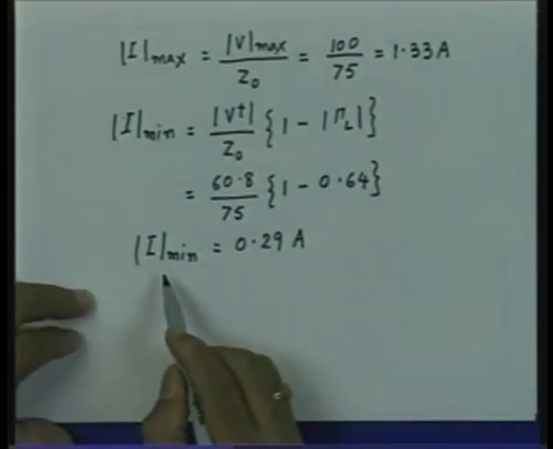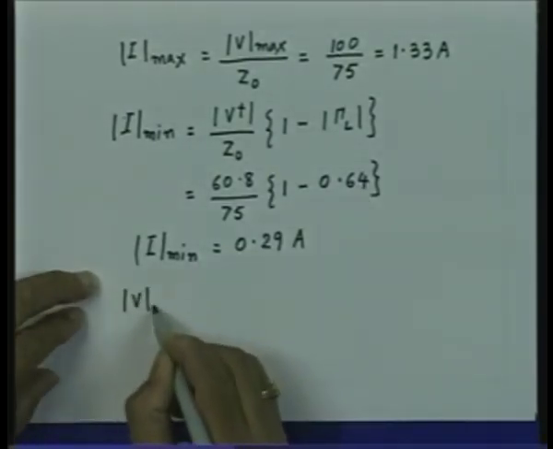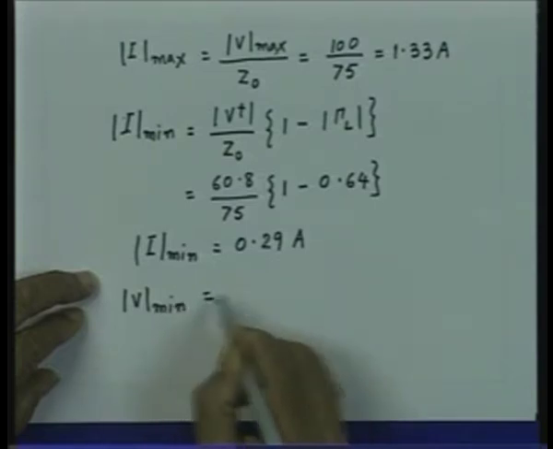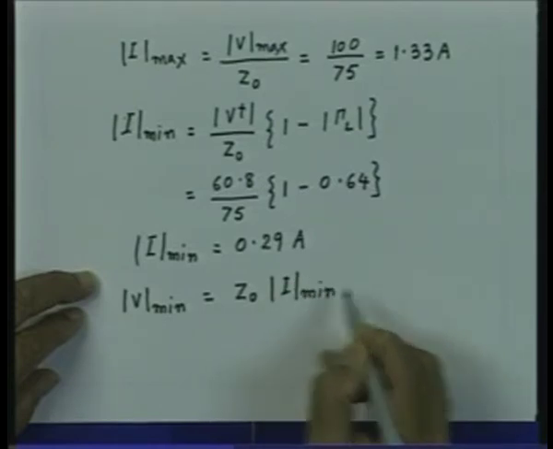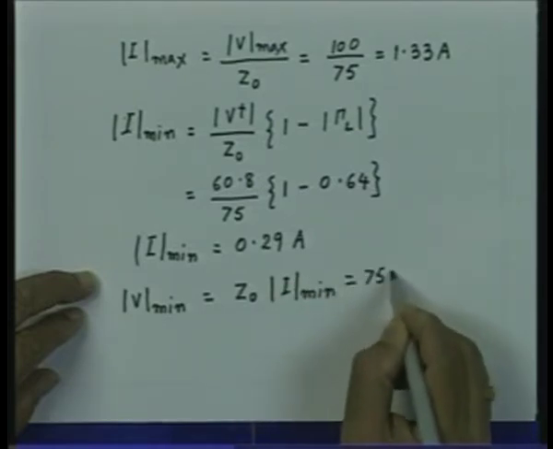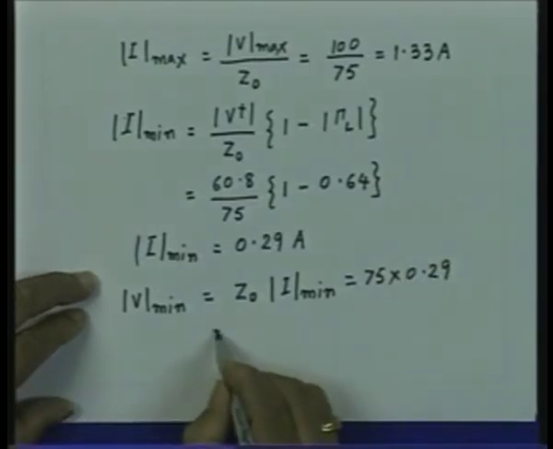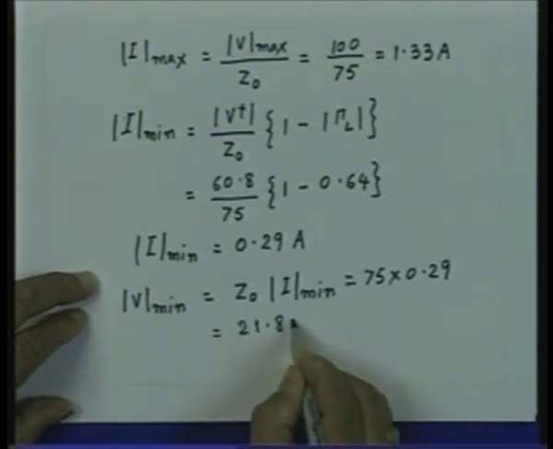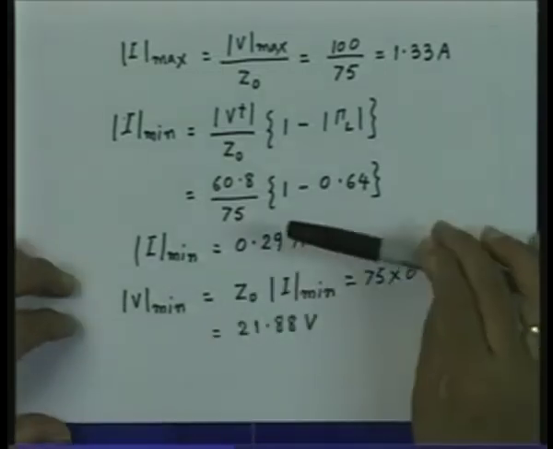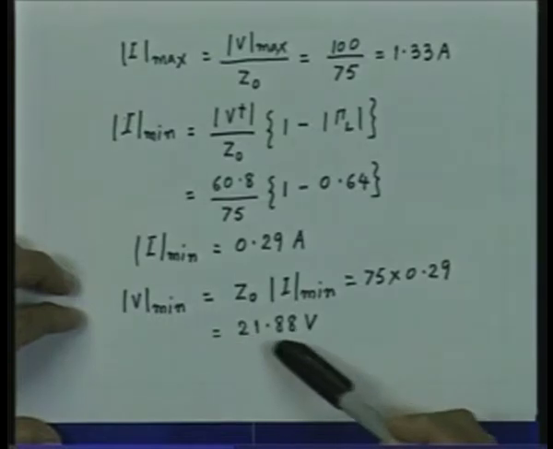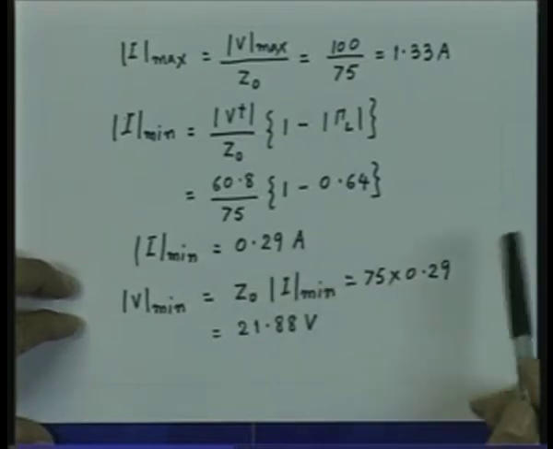Once you know the minimum current on the line, we can find the minimum voltage, mod V min, which is nothing but Z0 into mod I min. That is 75 into 0.29, which is equal to 21.88 volts. So this line has a maximum voltage of 100 volts, a minimum voltage of 21.88 volts, a maximum current of 1.33 amperes, and a minimum current of 0.29 amperes.